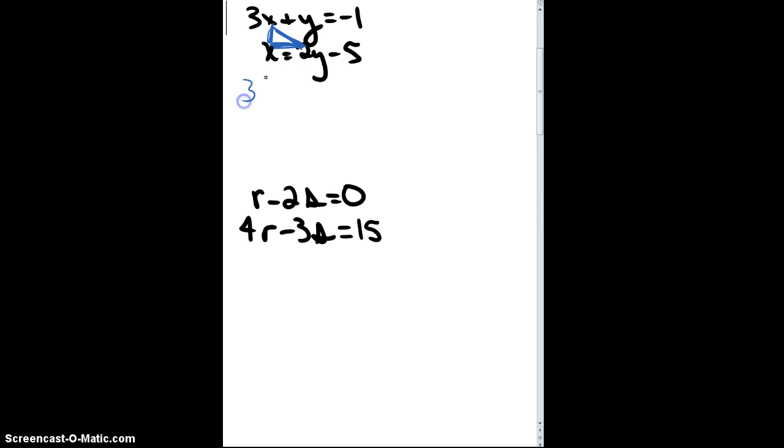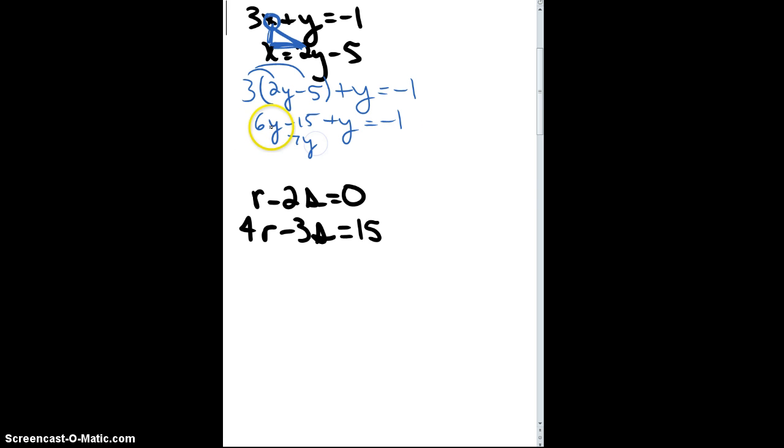So I get 3 and then parentheses, my new value that I'm subbing in is right there. And then I have my plus y equals a -1. So the equation looks the same as it did up here, except where that x is, I'm replacing it with an equivalent value. Do the distributive property. So let's see, what does that give me?